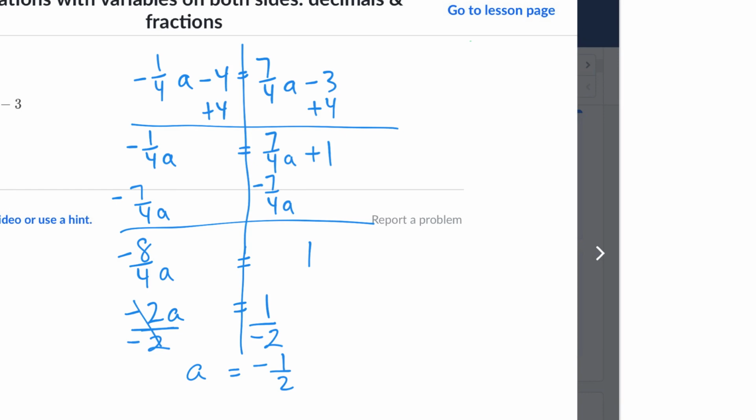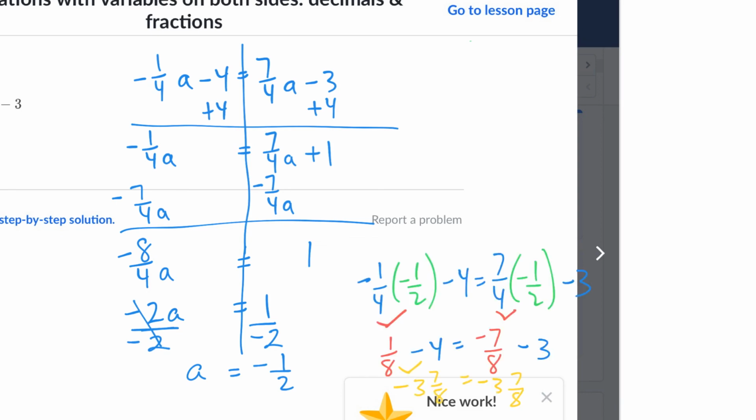So when I multiply these two together, I get what? 1/8, and then minus 4 is equal to, when I multiply these together, I get negative 7/8, and then minus 3. So 1/8 minus 4 is negative 3 and 7/8. Oh, there you go. That's right. When I put these two together, I get negative 3 and 7/8, and that is equal to the other side, negative 3 and 7/8. So yeah, I'm feeling pretty good about this answer now.